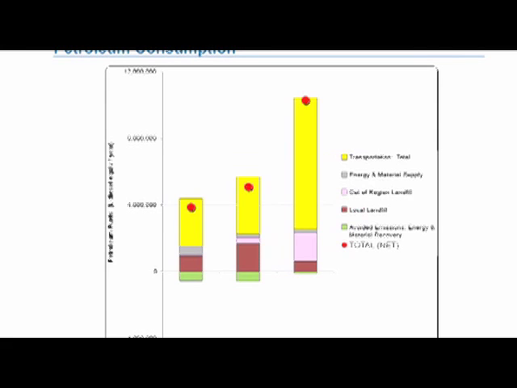Petroleum consumption, no real surprises there. That yellow part of the bar, that's for transportation. That's the biggest part of it. At the landfill, of course, there's landfill equipment that also uses petroleum. And in this particular example, it assumes a backhaul to a remote landfill. If it were a direct haul, of course, that yellow bar would be about twice as high.